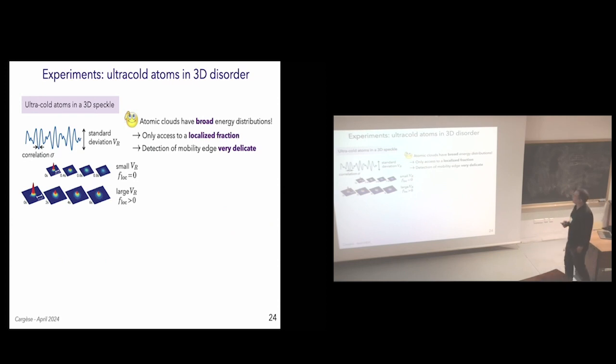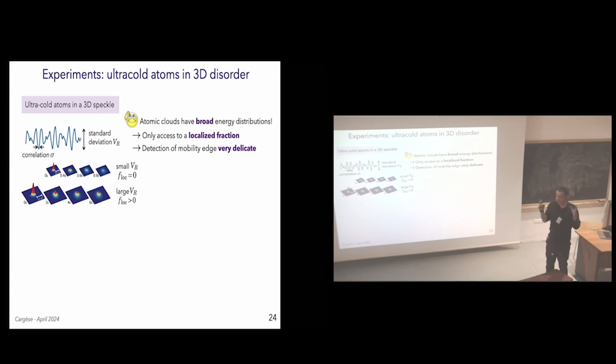Of course, very shortly after this experiment with the kicked rotor, people wanted to observe 3D localization in real disordered systems in 3D. So several groups tried, but all of them immediately faced the problem I mentioned before. When you have a Bose-Einstein condensate or a cold gas in general, you don't have a single energy. It's not a monochromatic wave. You have plenty of energies.